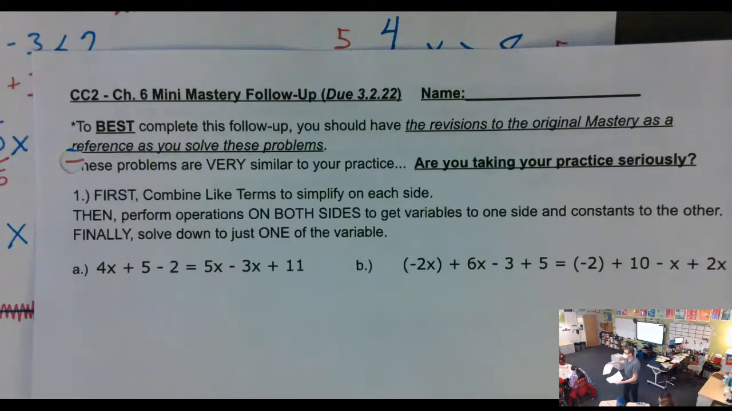Here's my advice. Take the new paper I just gave you, the revisions you just did, the original mastery, and go staple all of it together right now. I got a stapler over here too. You want these things to be together in your binder.